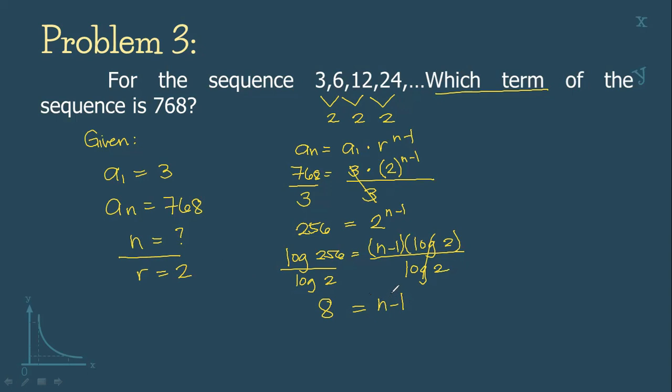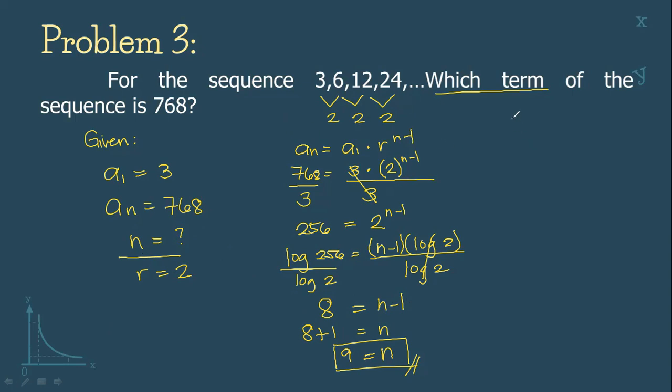So, anong gagawin natin? Lipat natin sa kabila. So, we have here 8. From negative, pag inilipat natin sa left side of the equation, we will have positive 1 is equal to n. So, meaning to say po, n, my dear students, is equal to 9. Meaning to say po, 768 is the 9th term of this sequence.